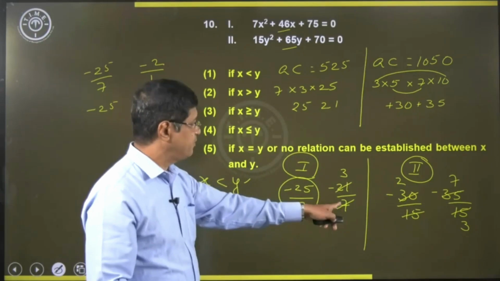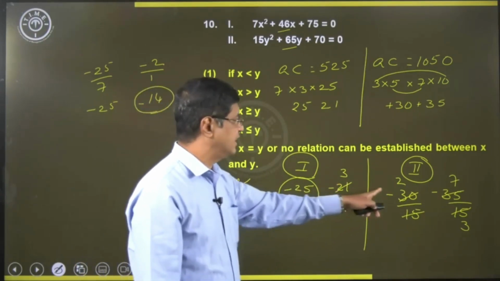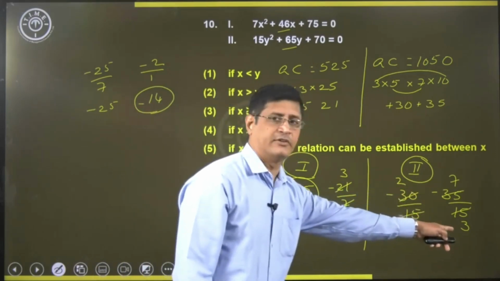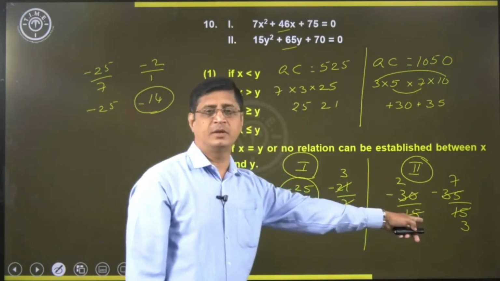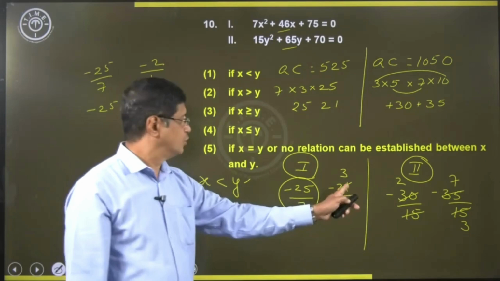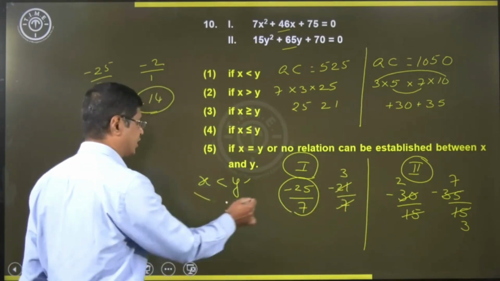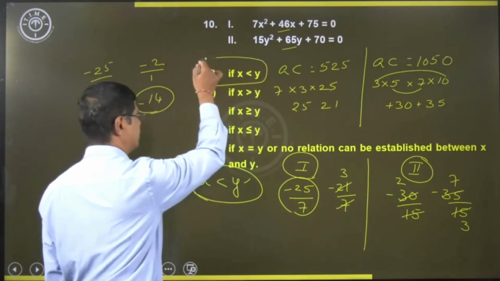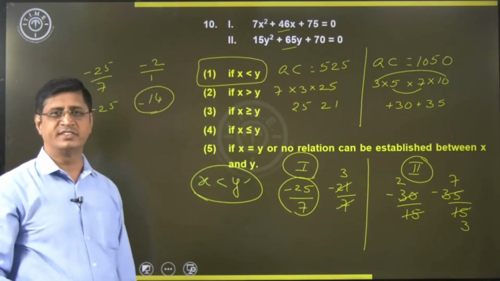Now look at the next one. Here minus 3 is less than minus 2. Minus 3 is less than minus 7 by 3, which is minus 2 and 1 by 3. So here it is satisfying the condition of x is less than y. So the right choice is option number 1. First choice is the correct option.